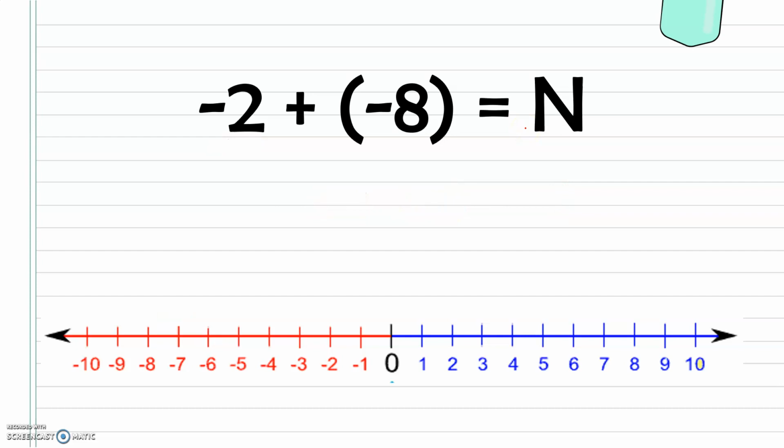Another one, negative 2 plus negative 8 equals n. Negative 2 is here. Then we'll be adding negative 8 to it. So we'll be jumping 8 units to the left. We have 2, 3, 4, 5, 6, 7, 8. And that will be equal to negative 10.